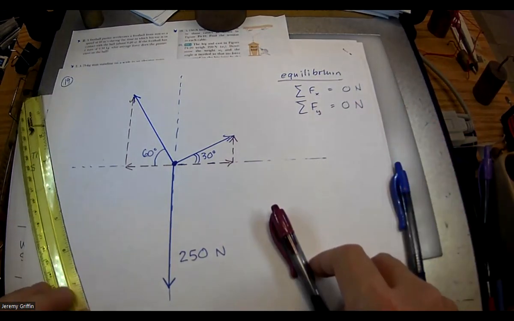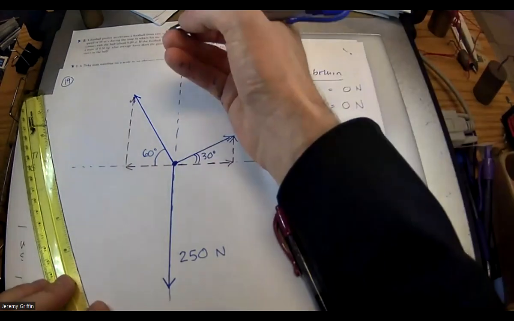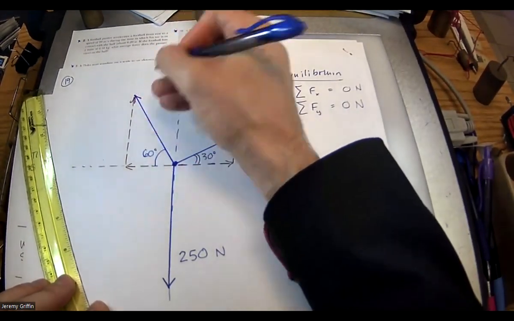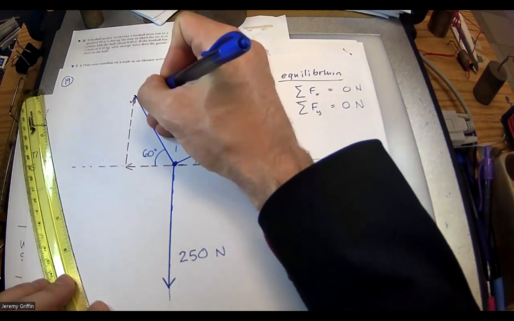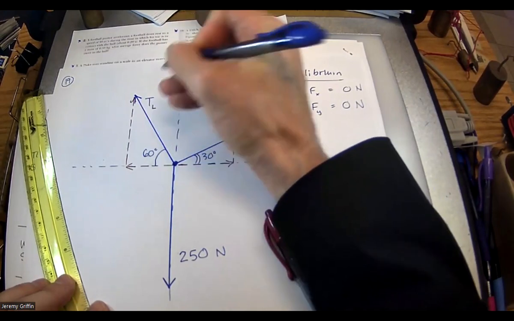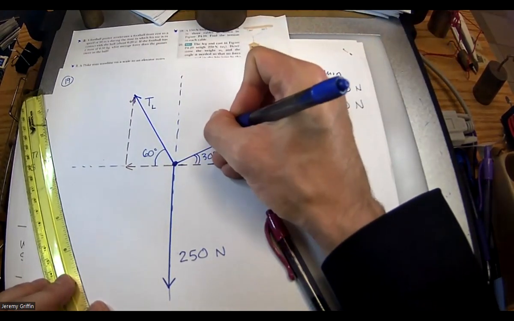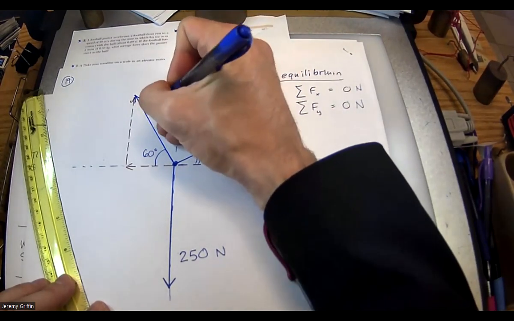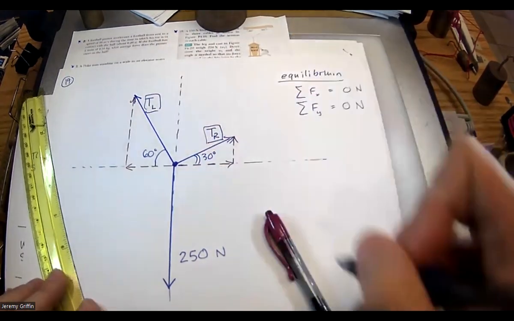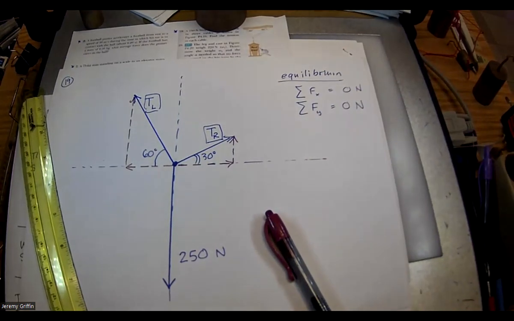Oh, I need to put some numbers in here. Oh wait, no, we don't. We don't know what these forces are. Let me label this T for tension, and I'll do subscript L for left. And this will be tension on the right side. So you've got tension on the left side and tension on the right side. All right, you guys get that?